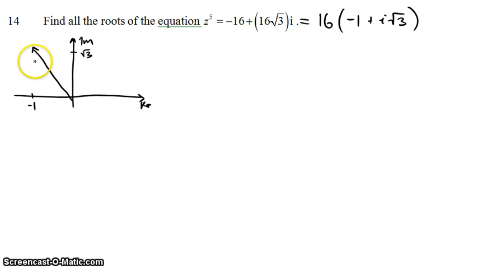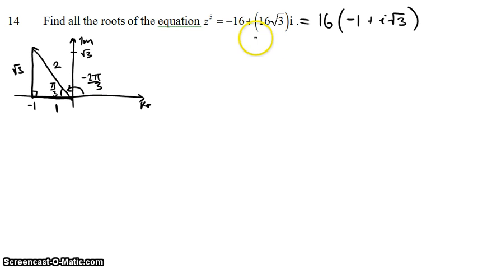If you look at this as a triangle, then this length is 1, this length is root 3, that means this length is 2, and because this is a right angle triangle, it must also tell us that this angle in here is pi upon 3. So this angle, which will be our argument, is 2 pi upon 3.